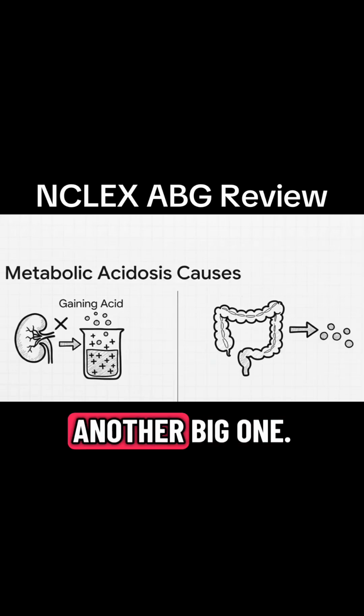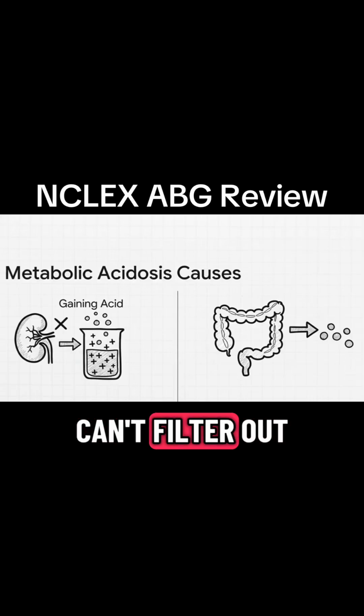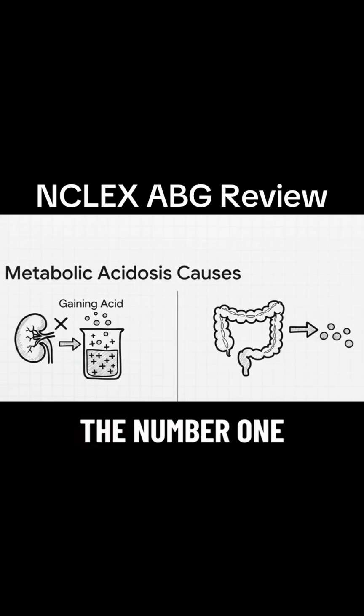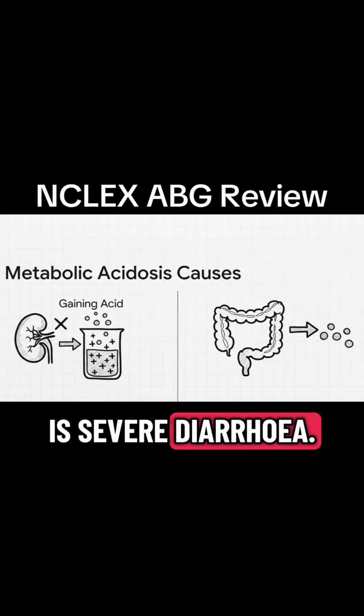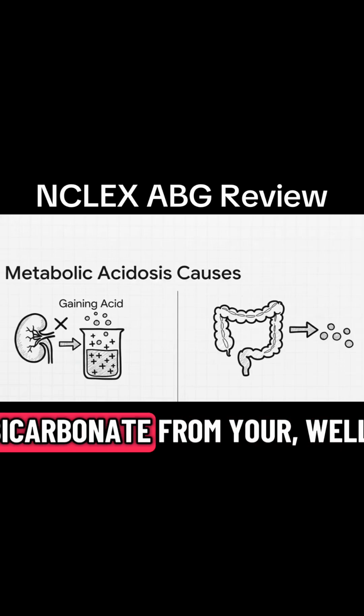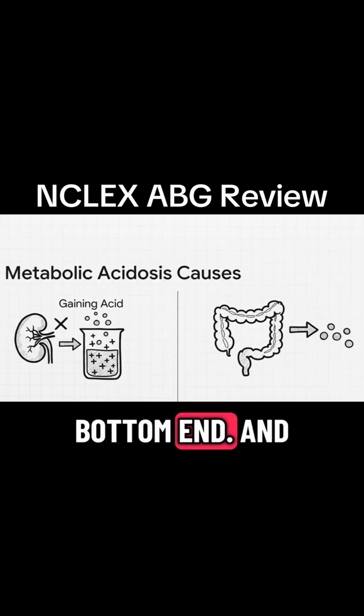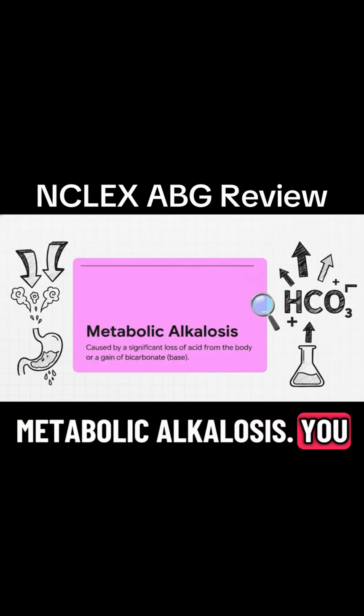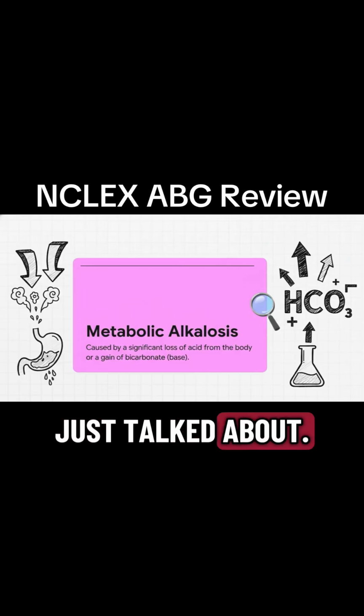Renal failure is another big one. The kidneys just can't filter out the acid like they're supposed to. Then on the losing base side, the #1 cause to remember is severe diarrhea. You're literally losing bicarb from your, well, bottom end. And our last of the big four, metabolic alkalosis. You guessed it, it's the opposite of what we just talked about.